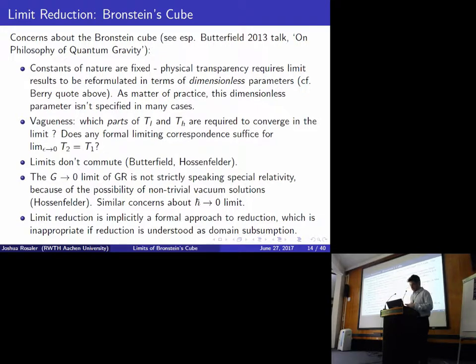And finally, this is a different sort of criticism: limit reduction is implicitly a formal approach to reduction. So it presupposes that reduction is solely a matter of examining the relationship between the mathematical frameworks of the theories, and whether reduction holds can be assessed solely through an analysis of those mathematical structures. I argue here that for the particular sense of reduction as domain subsumption, a formal approach, which pays attention only to the relationship between the mathematical structures, is inappropriate, because we also need to pay attention to how our models actually describe real physical systems, and in particular with what degree of accuracy and over what time scales and so on.